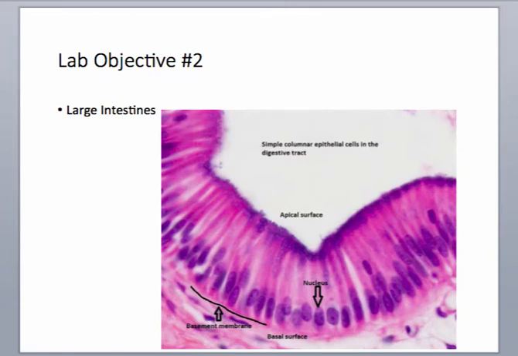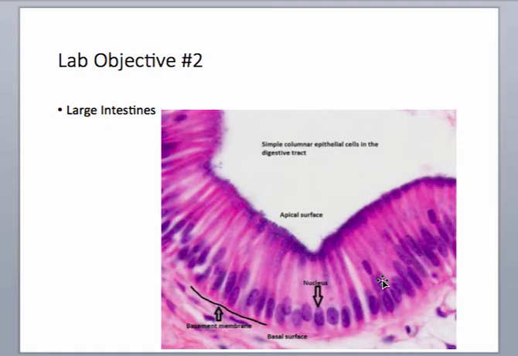With the large intestines, or the colon, by the time food gets here, again, it's mostly feces, and so most of the absorption that's going to happen is going to be absorption of water. So we are going to see simple columnar epithelium again, but rather than having all these villi, we will see a more sort of uniform structure, and that's going to give rise to the functions of the large intestine.